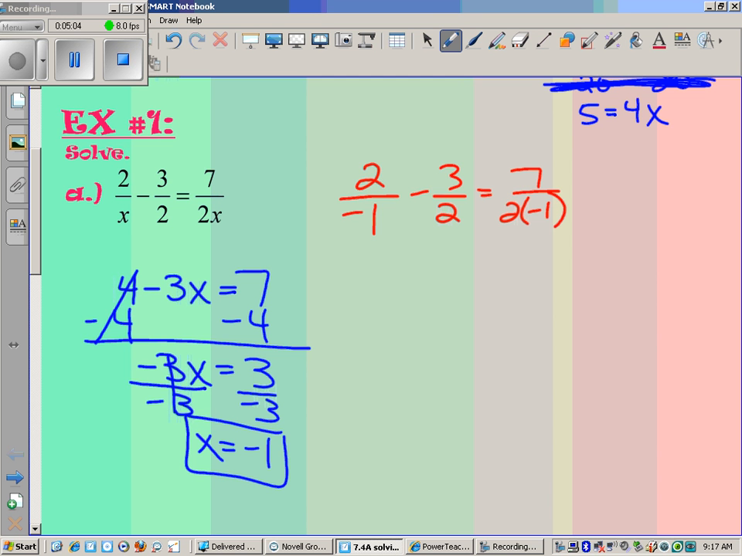Okay? What is 2 divided by negative 1? Negative 2 minus 3 halves equals negative 7 over 2. 7 over negative 2, same thing. Okay? So now do those make sense? Well, let's look at this left side. In order to be able to put the 2 with this 3 halves, what would I need?